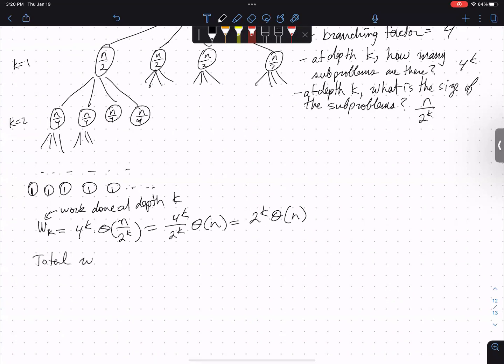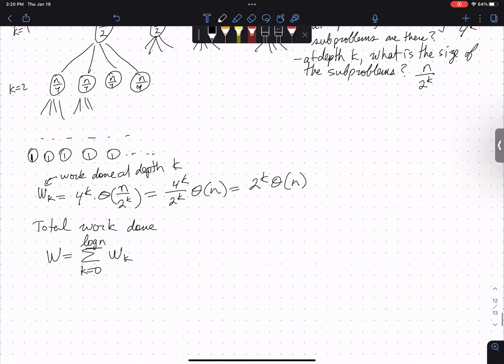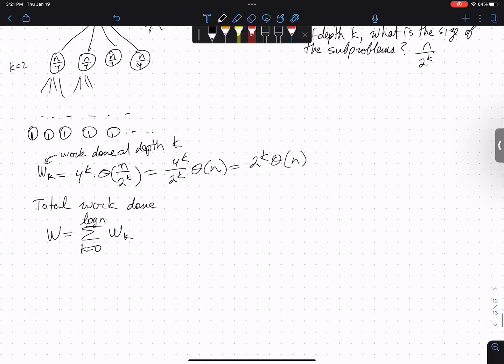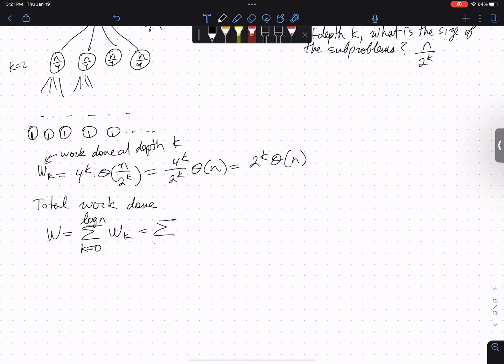Now, total work done over the whole tree. This is going to be W equals the sum of the work done at each level over all the possible levels. And this is where we use that there are log n possible levels, as the height is log n. That's the setup. From here on out, we're just going to do algebra. And so we plug into this sum what we have derived for W_k. Now the variable in the summation is k, and theta n doesn't depend on that variable. So we can take it out of the sum.